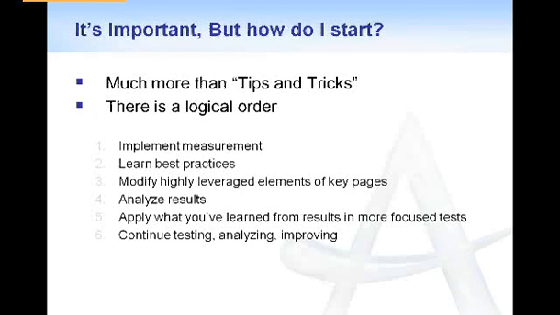So we've established that your website and on-site conversion is important. How do you want to get started? Well, I don't want to just throw out a bunch of tips and tricks. There's an order in which you're going to want to attack this. The first step is to implement some measurement. Once you've got that in place, you need to understand best practices. Those best practices are going to enable you to make modifications to highly leveraged parts of your pages, and the measurement is going to enable you to know which pages are the ones that will yield the best return when you change them. After you make this big first round of changes, you're going to want to analyze your results, apply what you've learned from those results in more focused tests, and then it's a process of continuous improvement. You really never stop. You test, analyze, improve, theorize, test. It just goes on and on.